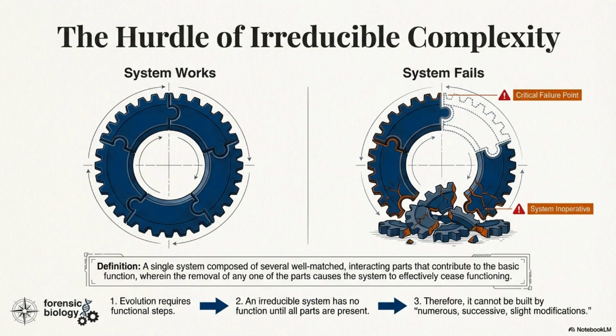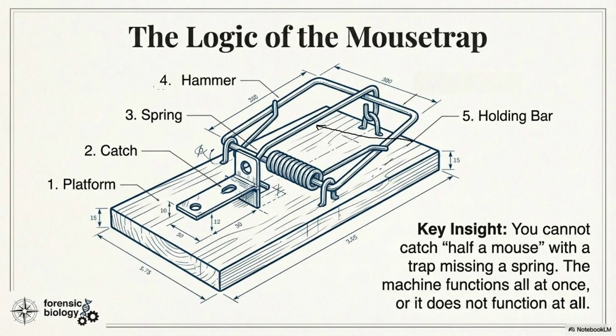Okay, there is the buzzword for the deep dive. Irreducible complexity. It sounds like a bit of a mouthful. Can you break that down for us? It is a mouthful, but the concept itself is surprisingly intuitive. He uses a standard hardware store mousetrap to explain it. Okay, I'm picturing it. The classic little wooden board with the metal snapper.